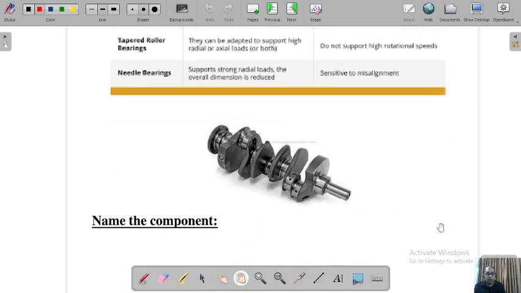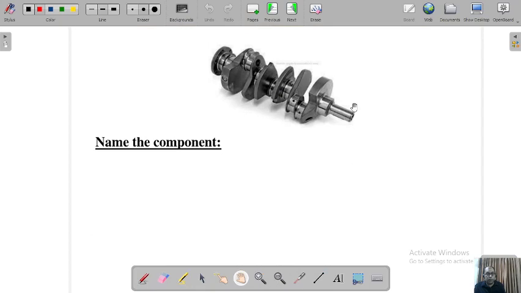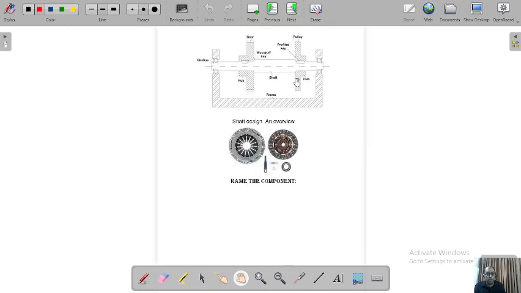Now this component is given to you. You have to name the component. What is the possible name of this component?